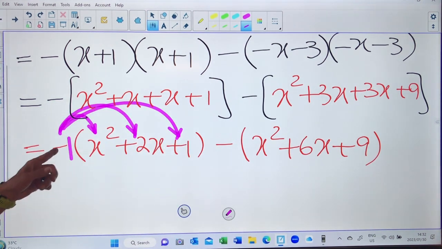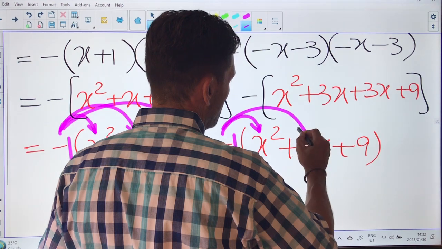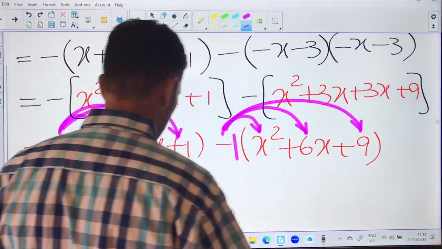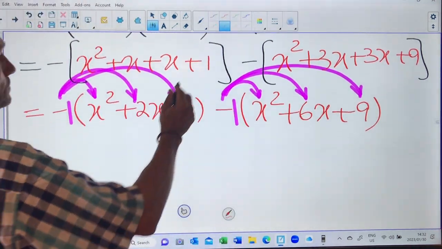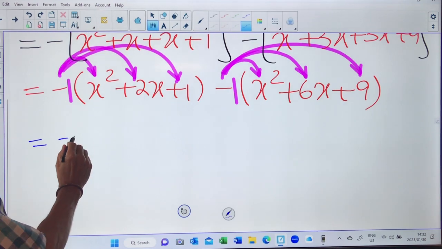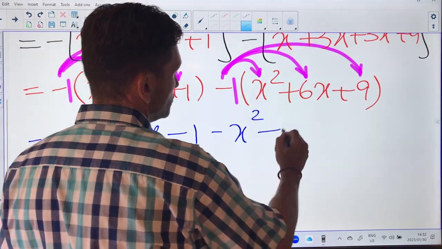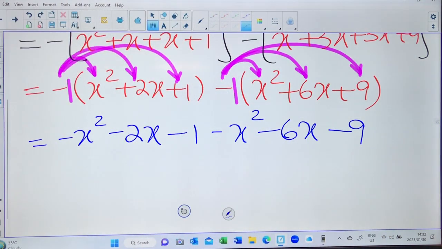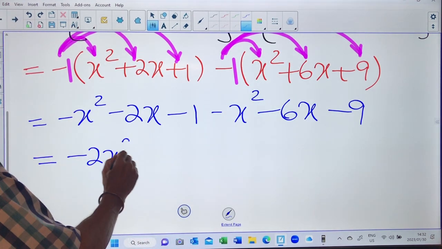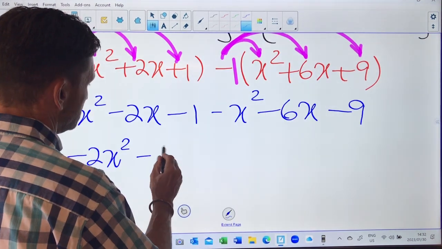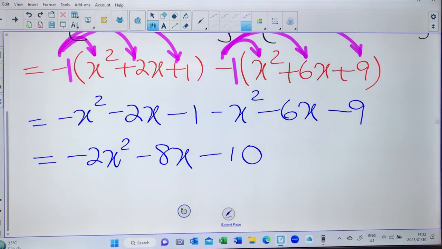We're really multiplying with a minus 1 in front. This is also a minus 1, and I multiply it there, I multiply it there, and I multiply it there. Minus x squared minus 2x minus 1. Minus x squared minus 6x minus 9. Now we can add like terms. Minus x squared minus x squared is minus 2x squared. Minus 2x minus 6x is minus 8x. Minus 1 minus 9 is minus 10. Now we're done with this.